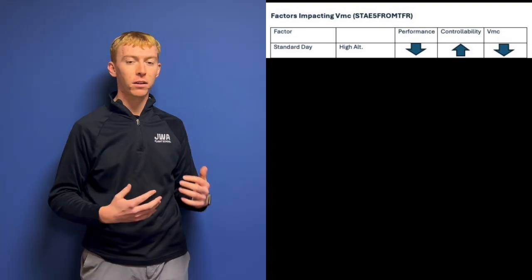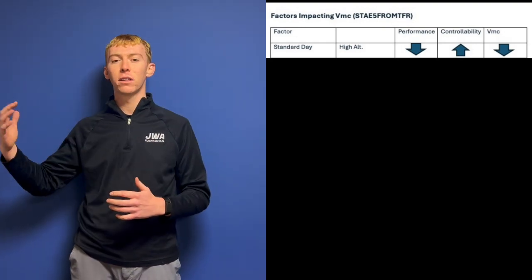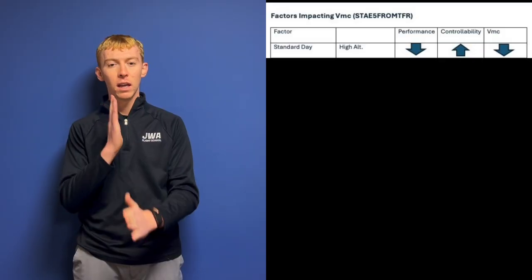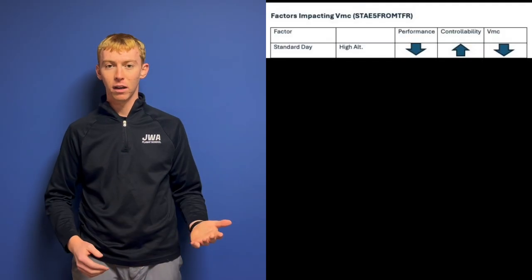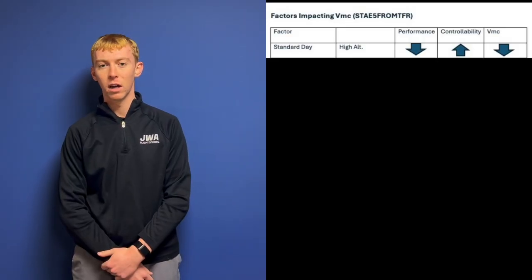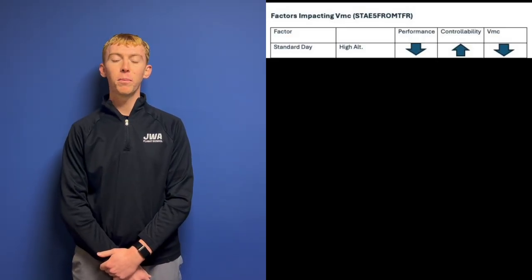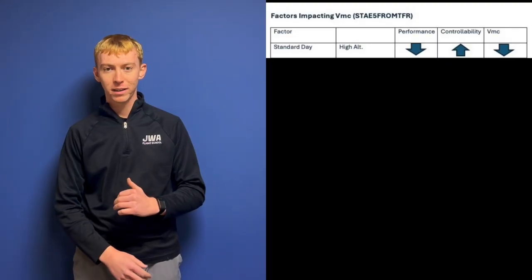Now let's tie this back to controllability. At high density altitudes, there's less air impacting the control surfaces, making them more effective, therefore increasing the controllability of that airplane. As controllability goes up, VMC is going to decrease. You're going to see this as a common pattern with all these different factors. As controllability goes up, VMC goes down. And as controllability goes down, VMC goes up.